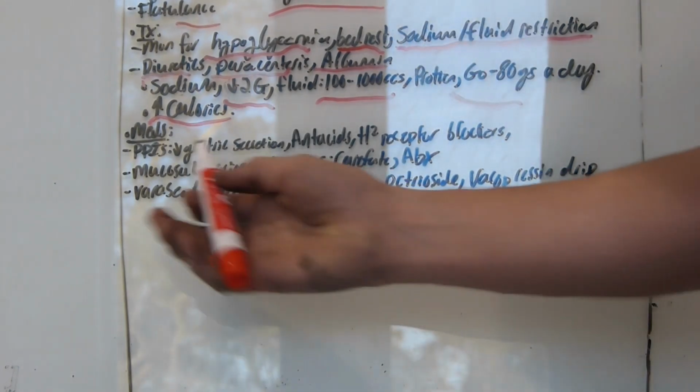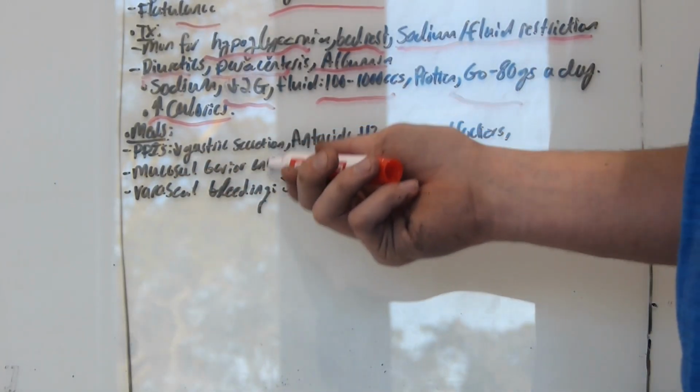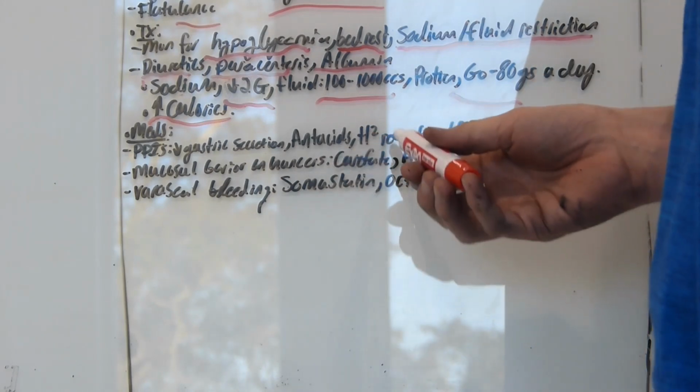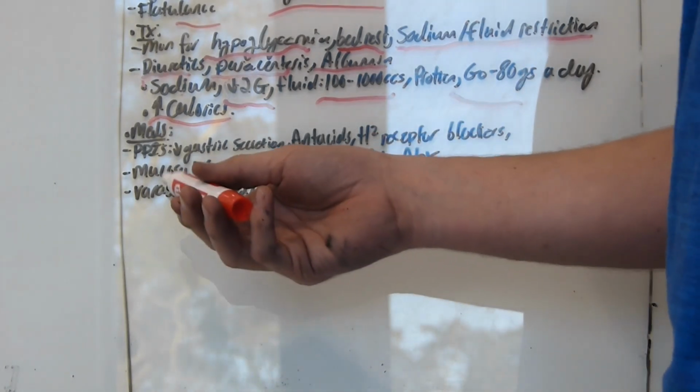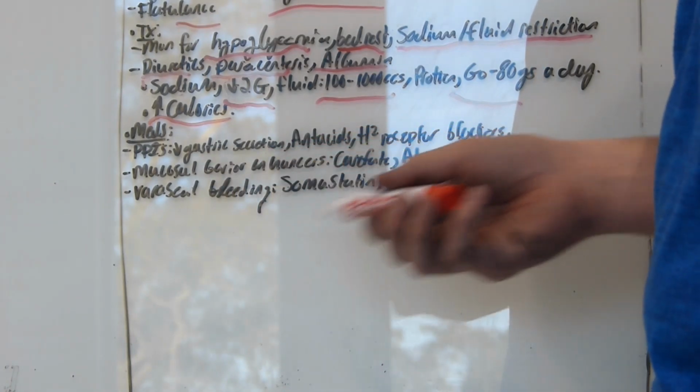Meds, we give them PPIs, and that's going to decrease the gastric secretion. That was on my last test. We're going to give them antacids, and I got the question right. We're going to give them H2 receptor blockers, mucosal barrier enhancers like Carafate. We're also going to give them antibiotics.